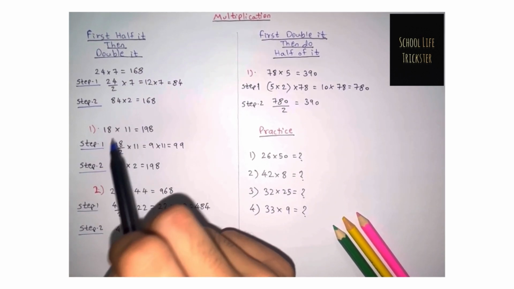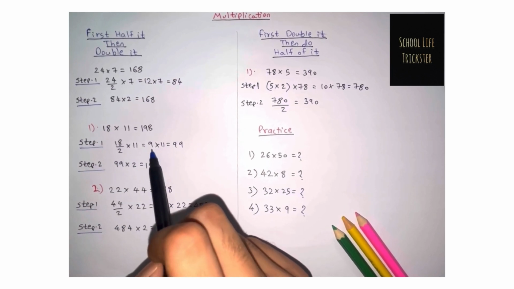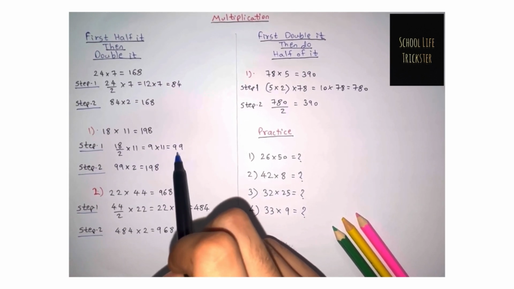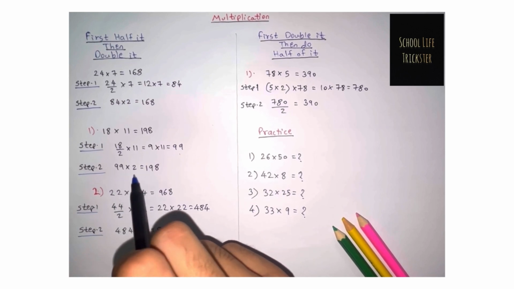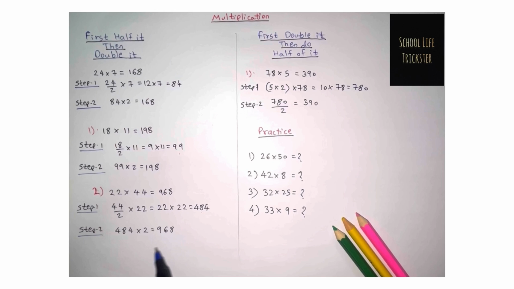18 into 11. Now 18 is an even number, we can divide it by 2. So 9 into 11 equal to 99. Now double this number. 99 into 2 equal to 198. 22 into 44. Divide 44 by 2, 22 into 22 equal to 484. Now double this number, 484 into 2 equal to 968.